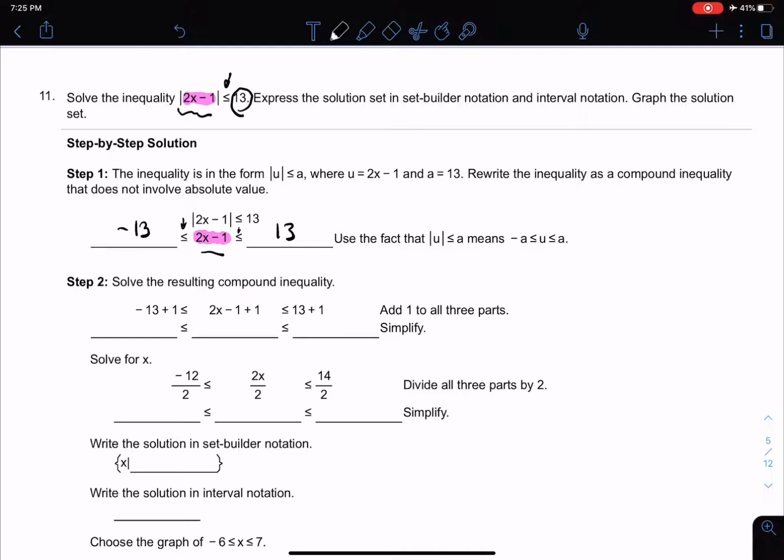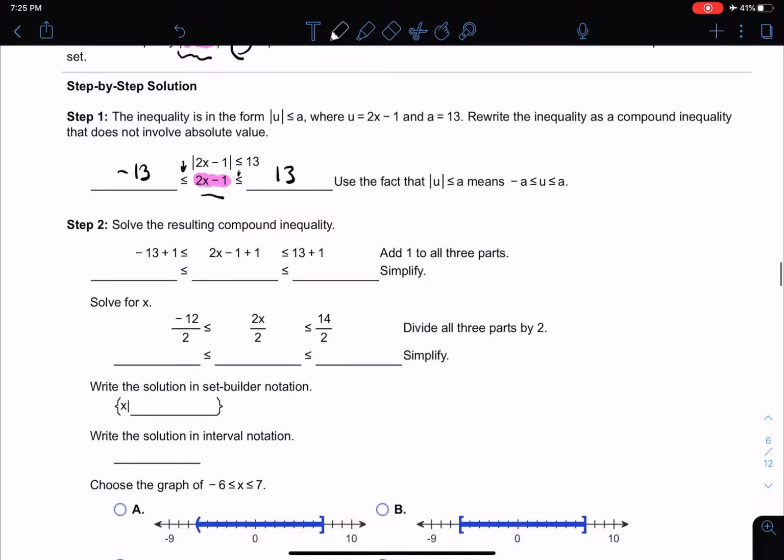Okay, so that's our first step. The next step, they're giving us little steps, just stepping this along. It says, well, how about if you add 1 to all 3 parts? Okay. Oh, they did that.